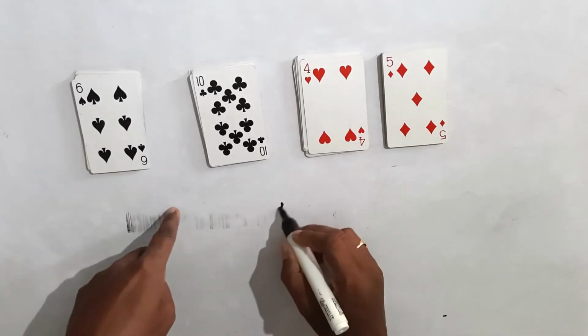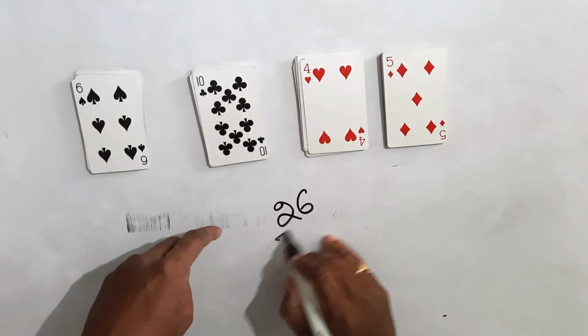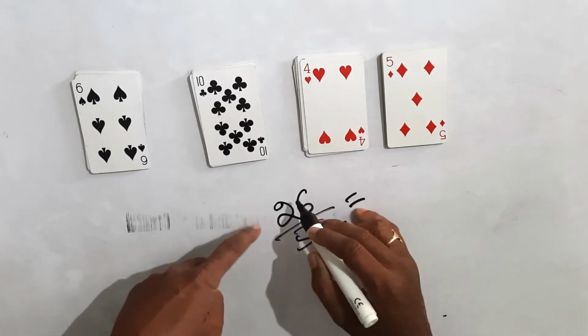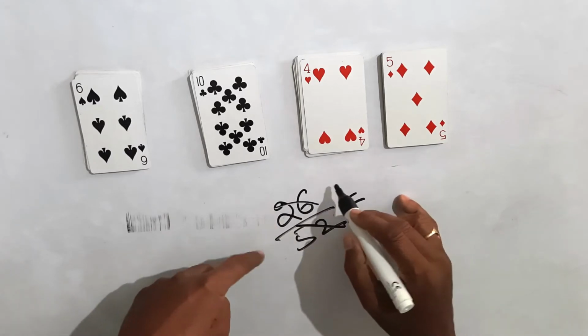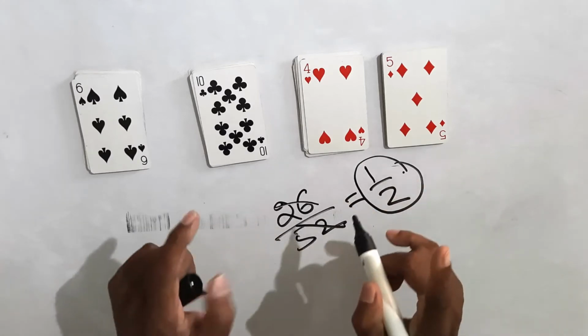So that will be 26, because 26 is the favorable number of outcomes. So 26 by the total, 52. If you divide it, what do you get? If you cancel by 26, this will be 1 by 2. So this is our probability of getting one black card.